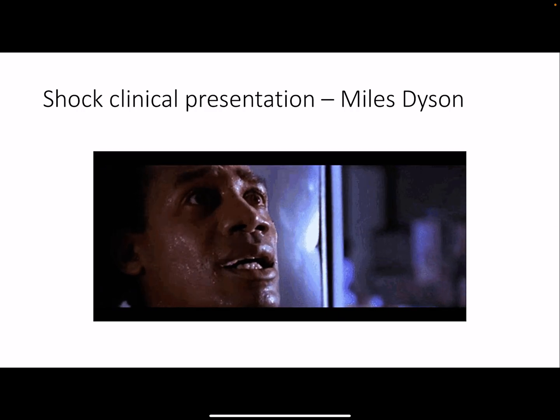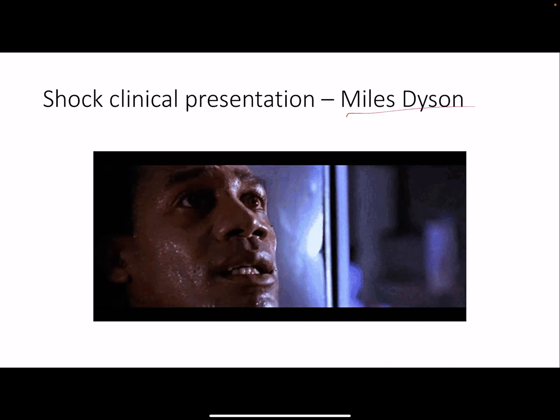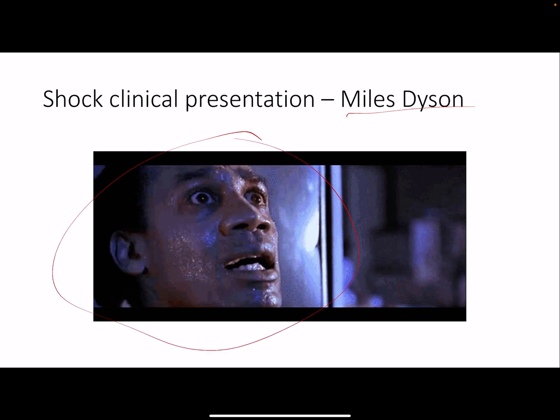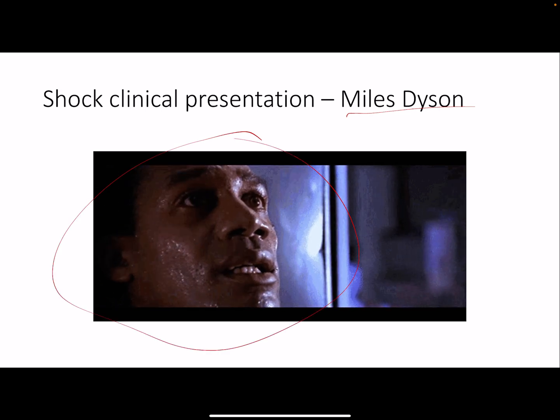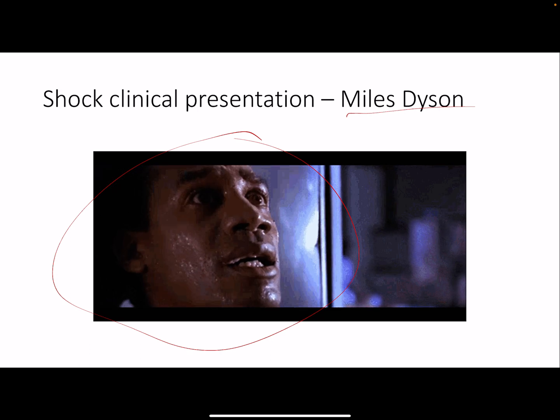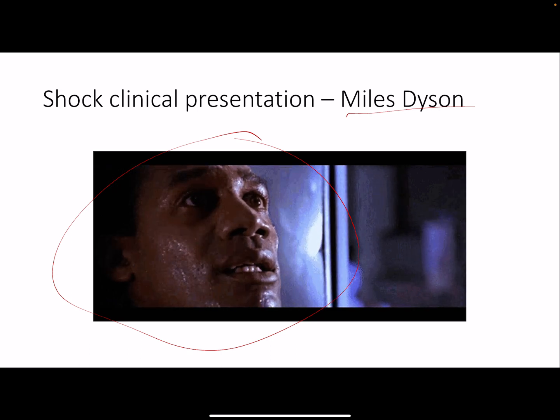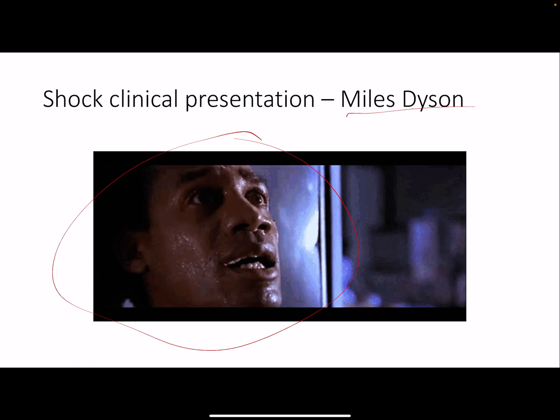And Terminator 2, who could forget Miles Dyson? What type of shock is this? Hypovolemic shock. He's been shot, and you can see the sympathetic nervous system is kicking in. He's clammy. He's probably cold. His heart rate's probably kicking up.